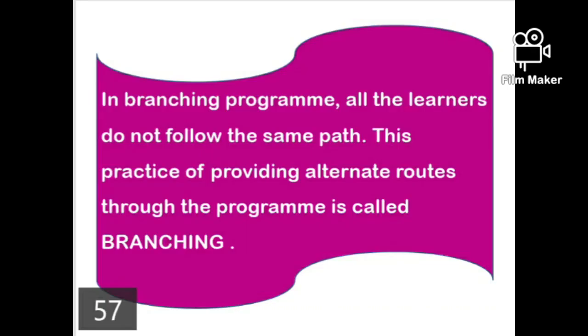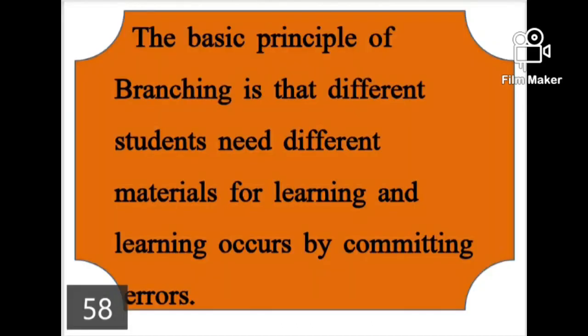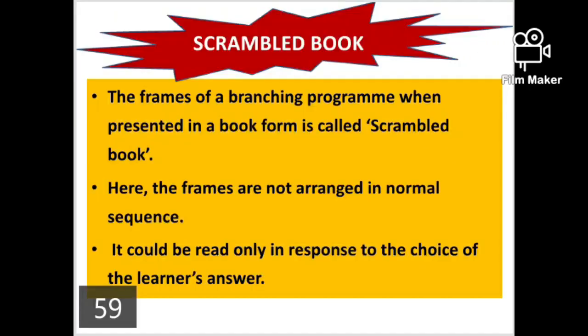In branching program, all the learners do not follow the same path. This practice of providing alternate routes through the program is called branching. The basic principle of branching is that different students need different materials for learning and learning occurs by committing errors. Scrambled book. The frames of branching program when presented in book form is called scrambled book. Here, the frames are not arranged in normal sequence. It could be read only in response to the choice of the learner's answer.